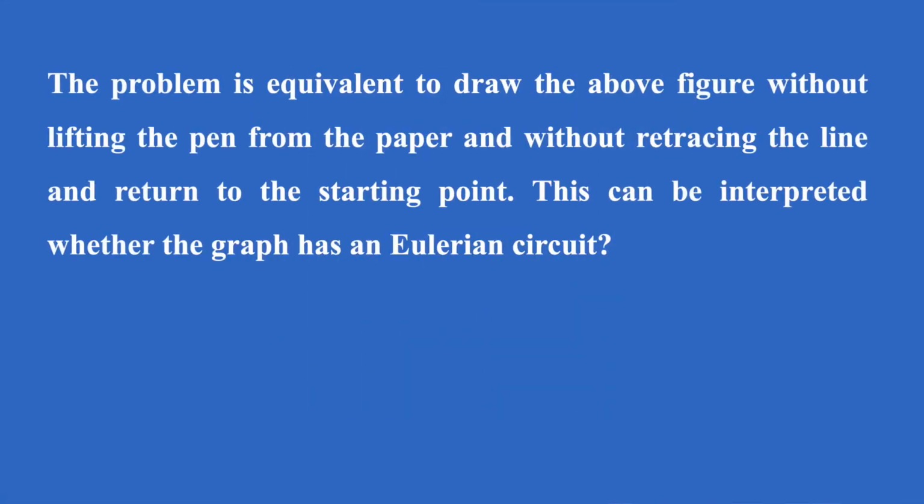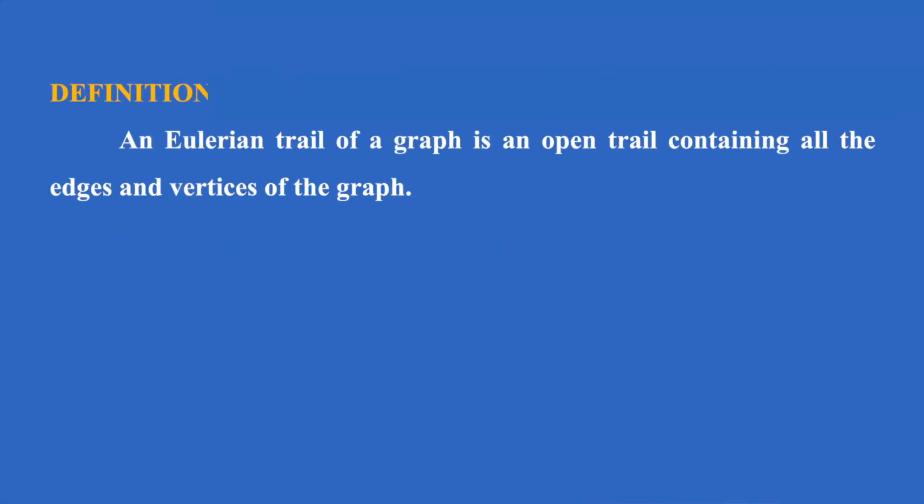The problem is equivalent to drawing the shown figure without lifting the pen from the paper and without retracing the line, and to return to the starting point. This can be interpreted as whether a certain graph has an Eulerian circuit. Let us now see the definition of an Eulerian trail. An Eulerian trail of a graph is an open trail containing all the edges and vertices of a graph.